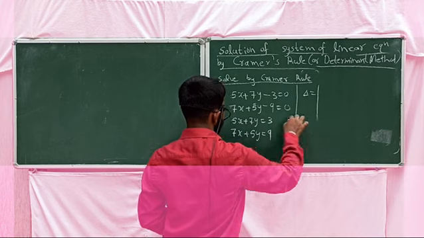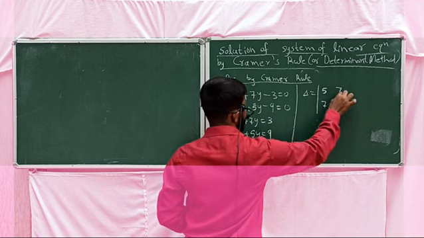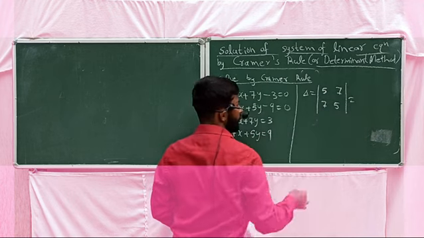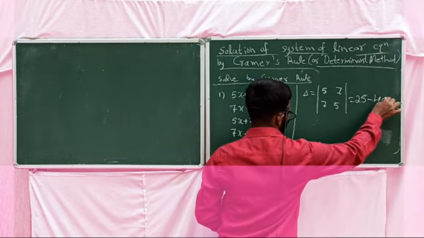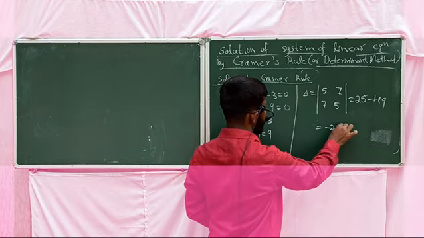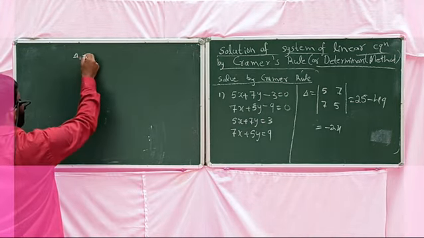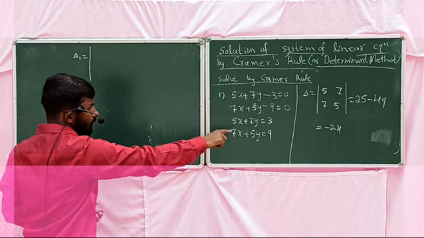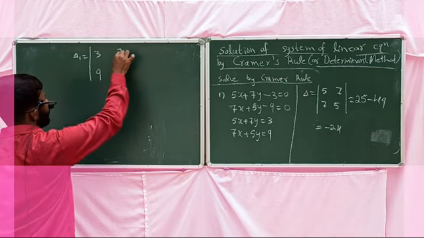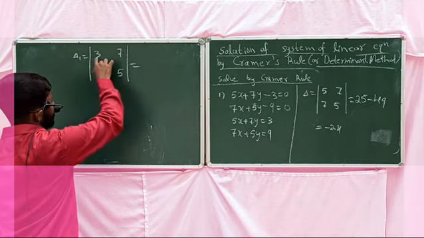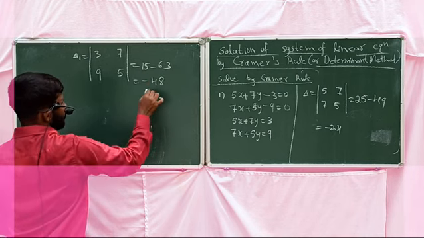The delta value: what's the coefficient of x? 5, 7. What's the coefficient of y? 7, 5. Calculate the determinant value: 5 fives are 25 minus 49, it's equal to minus 24. In the next step, calculate the delta 1 value. Delta 1 is obtained by replacing the coefficients of x with the constant terms 3 and 9. Write the coefficients of y the same, that is 7, 5. Then 5 threes are 15 minus 7 nines are 63. Its value is equal to minus 48.